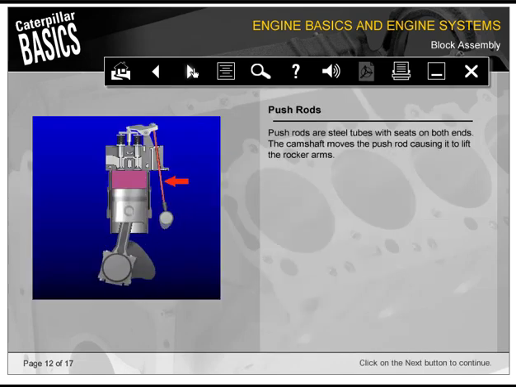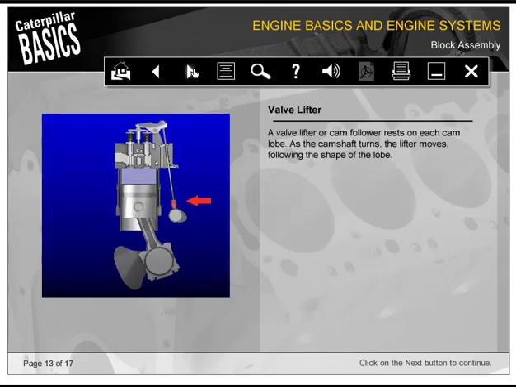Push rods are steel tubes with seats on both ends. The camshaft moves the push rod, causing it to lift the rocker arms. A valve lifter or cam follower rests on each cam lobe. As the camshaft turns, the lifter moves, following the shape of the lobe.